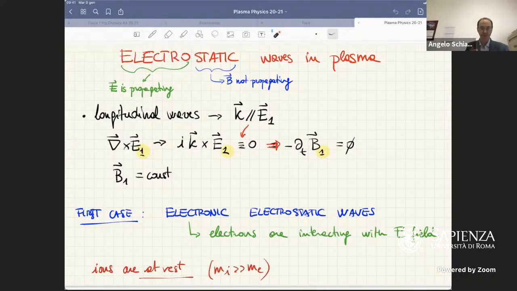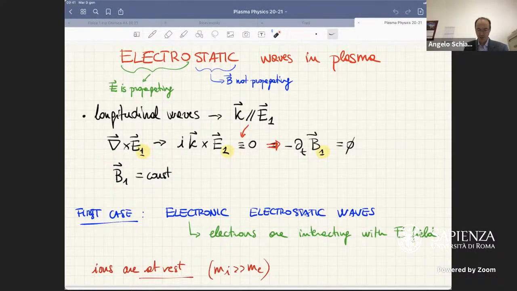And the fact that B is not propagating comes from the fact that these waves have the electric field oscillating in the same direction as the wave. So the source term for the B field is actually 0. So the perturbation of the magnetic field, whatever it is, is not propagating.